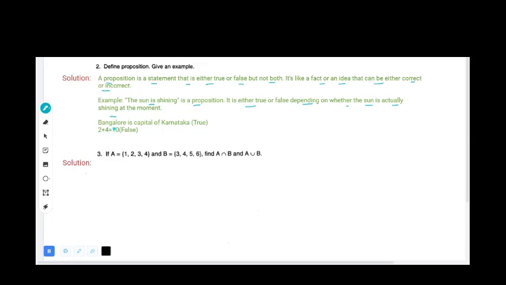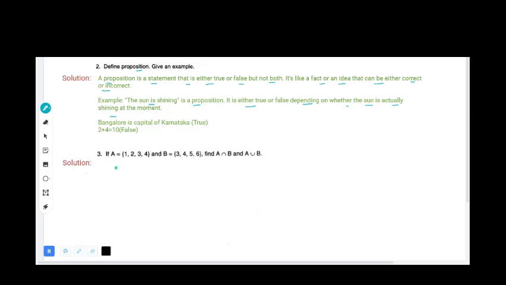A second example can be Bangalore is the capital of Karnataka, which is a true statement. Then moving on with the next example, 2 plus 4 is 10, which is a false statement. A proposition is nothing but a statement that is either true or false.